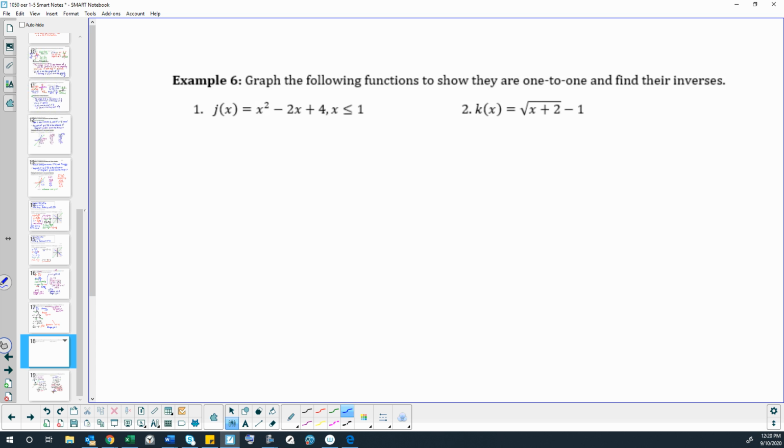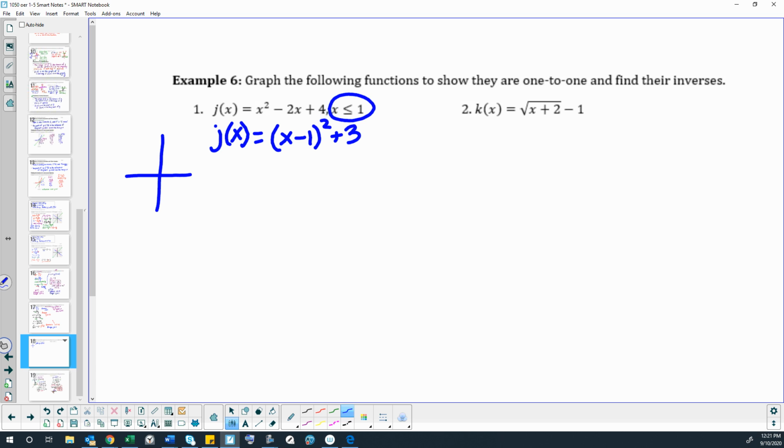Graph the following functions to show that they are one-to-one and find their inverses. So earlier I talked about the fact that a parabola is not one-to-one unless you restrict it. So look at what's happened here. What have they done to this parabola? In fact, this is the same exact parabola we graphed earlier. I don't know if you recognize it, but it was the same exact one. We completed the square, so we rewrote it as x minus 1 squared plus 3.